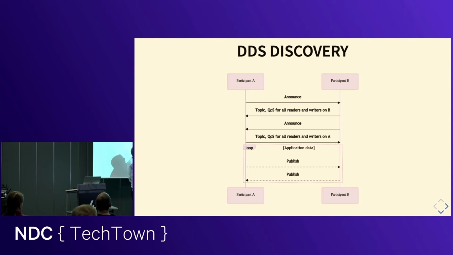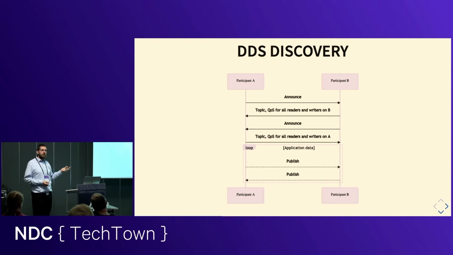Then participant A is going to do the exact same thing and send all its information to participant B. The neat thing about what happens then is that both participants will have the same data, because participant A knows everything about itself, of course, and also everything about participant B, and vice versa. So on both ends, you can run the same algorithm and come to the same answer. Participant A will see that, okay, I'm publishing a topic on coordinates.